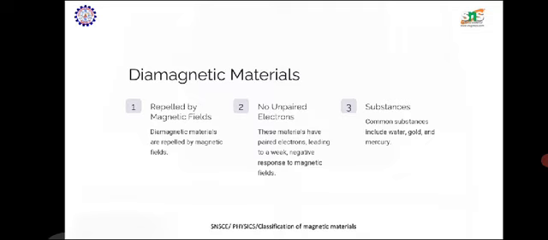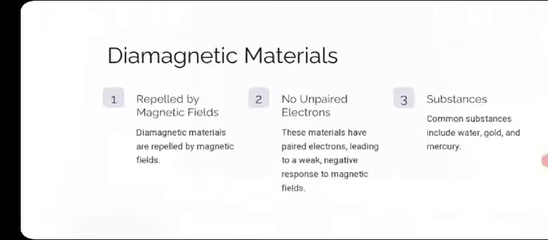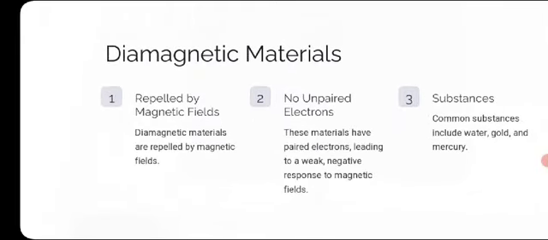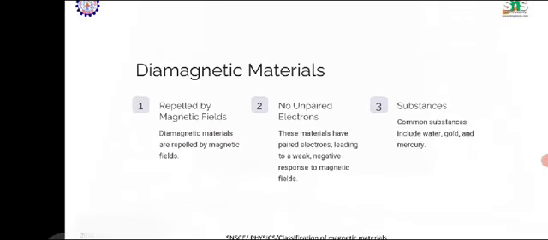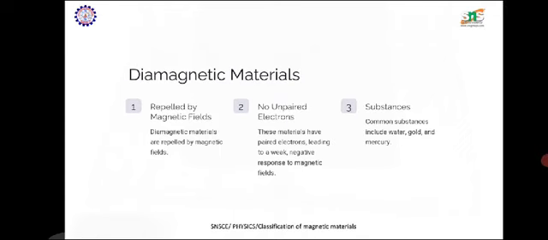Diamagnetic materials are repelled by magnetic fields, and they have no unpaired electrons. These materials have paired electrons, leading to a weak negative response to a magnetic field. Examples of diamagnetic materials are common substances that include water, gold, and mercury.